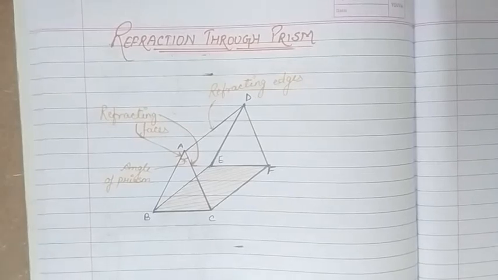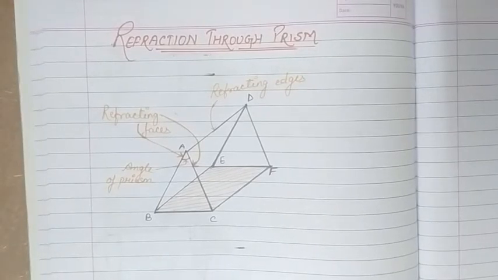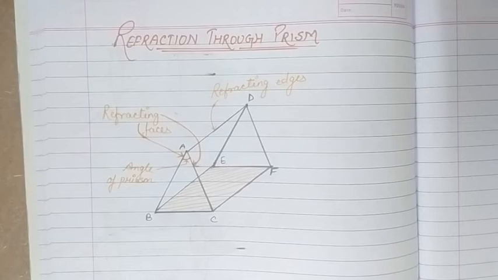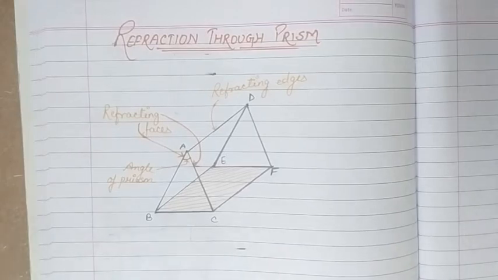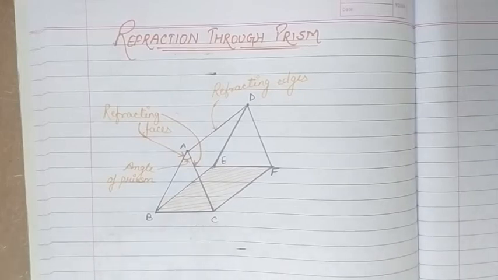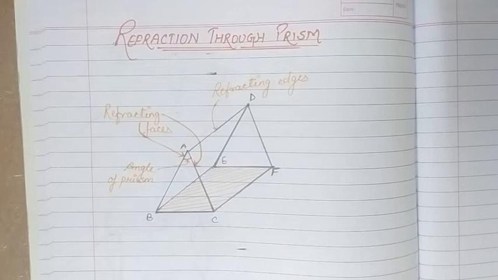Hello students, in this video we are going to study refraction through a prism, but before that we should know what a prism is. Here I am showing you the diagram of a prism, and a prism is a wedge shaped portion of a transparent refracting medium. So it is basically made up of a transparent refracting medium with a wedge shape, meaning a triangular cross section.